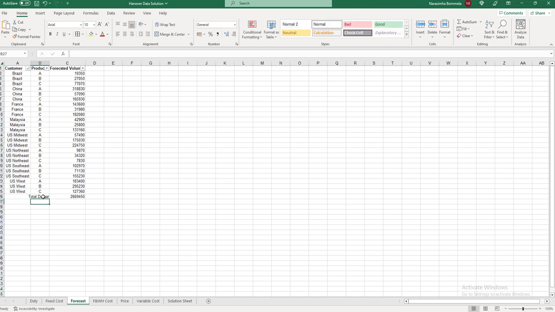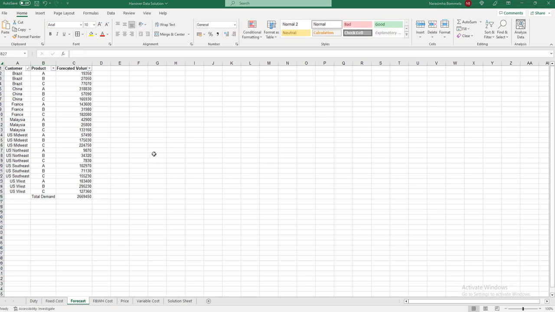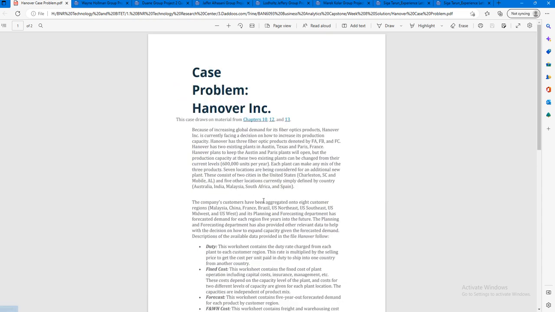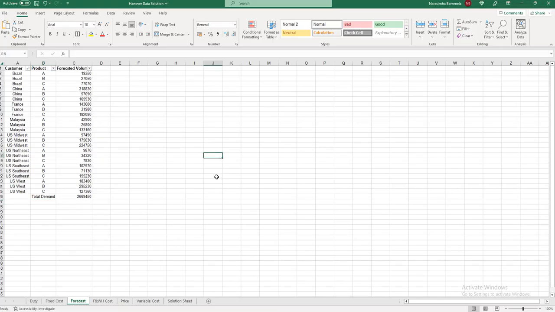that we have. From the document, we see that we have two options here. We have two plants, one in Paris and one in Austin. Each has a capacity of 600,000 units. So let us take Austin and Paris, both have 600,000 each production. So this will be a total of some value. Let us take this here.